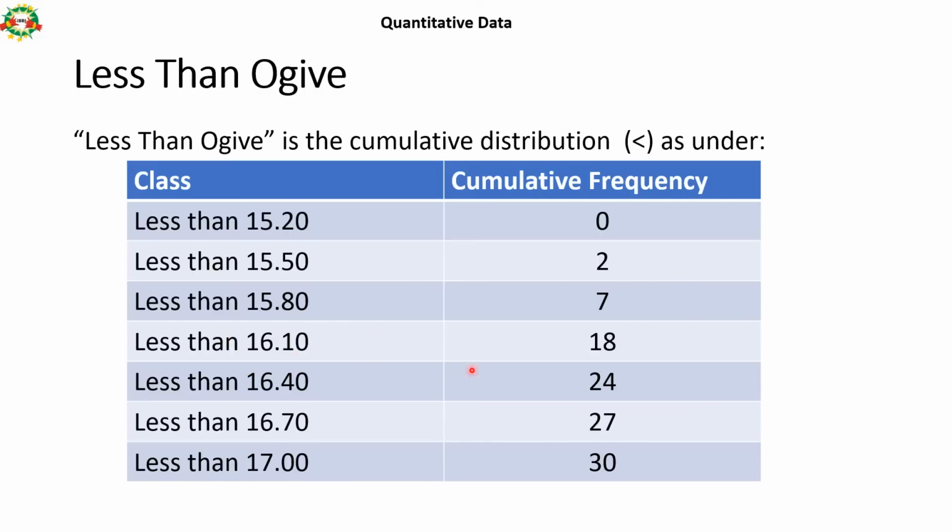Then up to 16.10, 18 entries were there. Up to 16.40, 24 entries were there. Then up to 16.70, 27 entries were there, and less than 17, 30 entries were there.